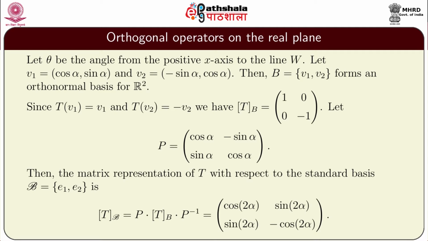is that basis consisting of v1, v2, and that is equal to the 2 cross 2 matrix whose first row is cosine 2 alpha, sine 2 alpha, and the second row is sine 2 alpha, minus cosine 2 alpha. This therefore gives the matrix representation of the reflection operator with respect to the standard basis of R2.